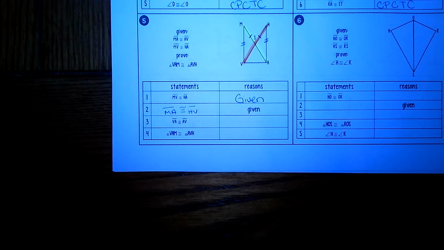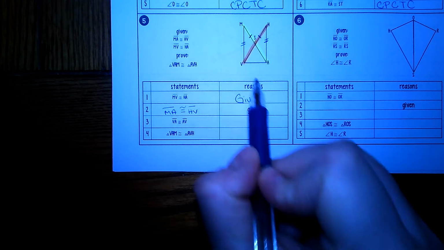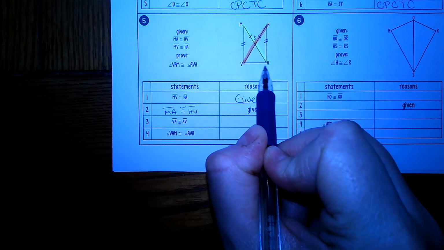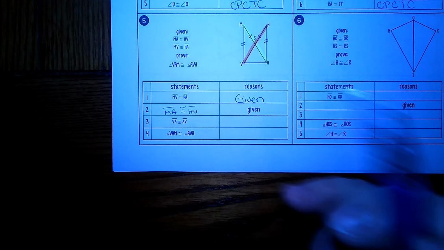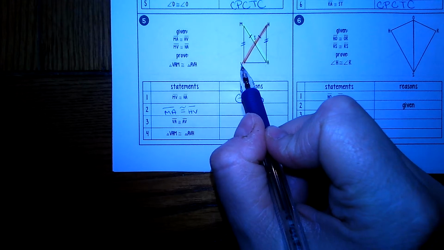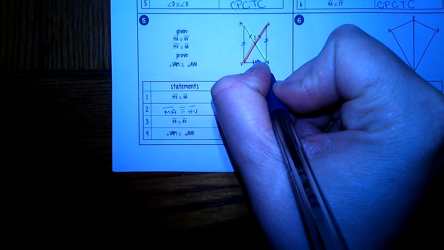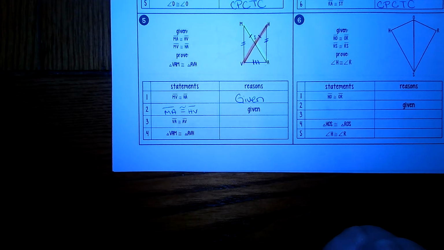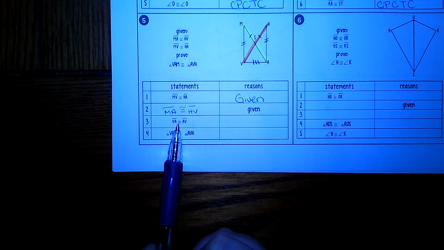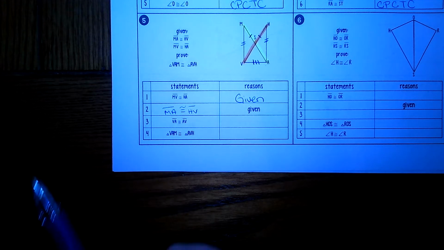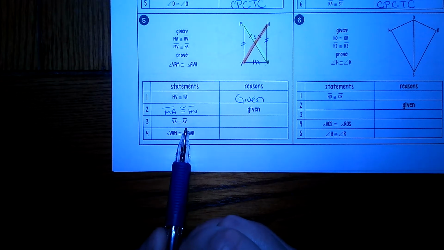All right. Lastly, or step 3, I should say, says side VA is congruent to side AV. It's congruent to itself. Side VA is congruent to itself. So I'm just going to put one set of markings. Anytime you say that a single item, like a side or an angle, is congruent to itself, you're using the reflexive property.